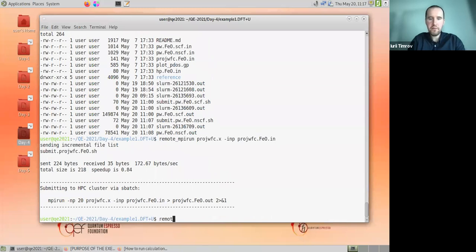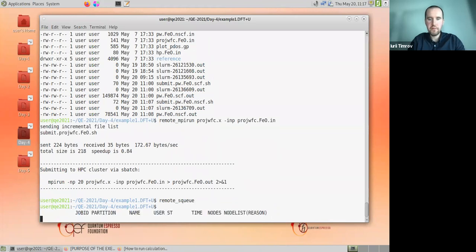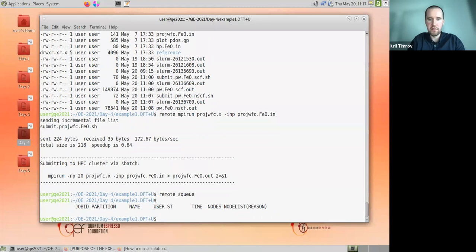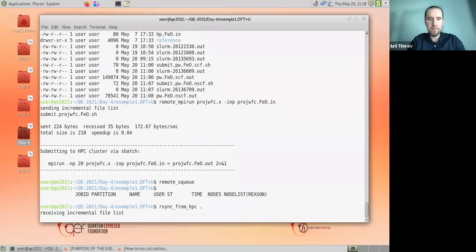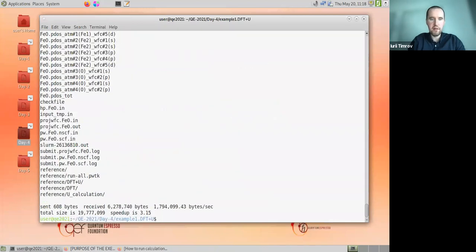Remote squeue. It's already finished. Yes, it takes a few seconds. Now we need to copy files. Let's do it this way: rsync from HPC dot. So we copy everything because I don't remember the names of the files, and there are many actually. This should copy all files from the cluster to my local machine.